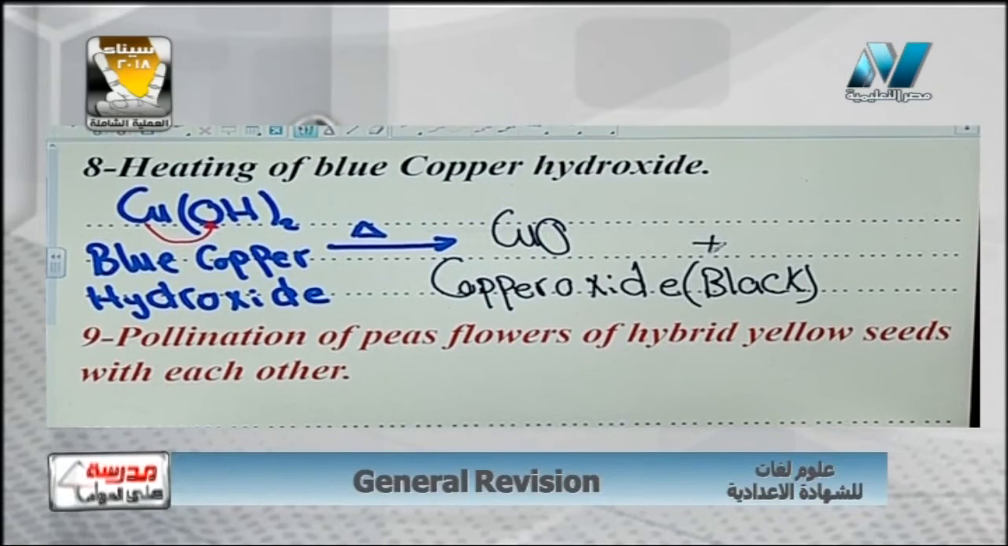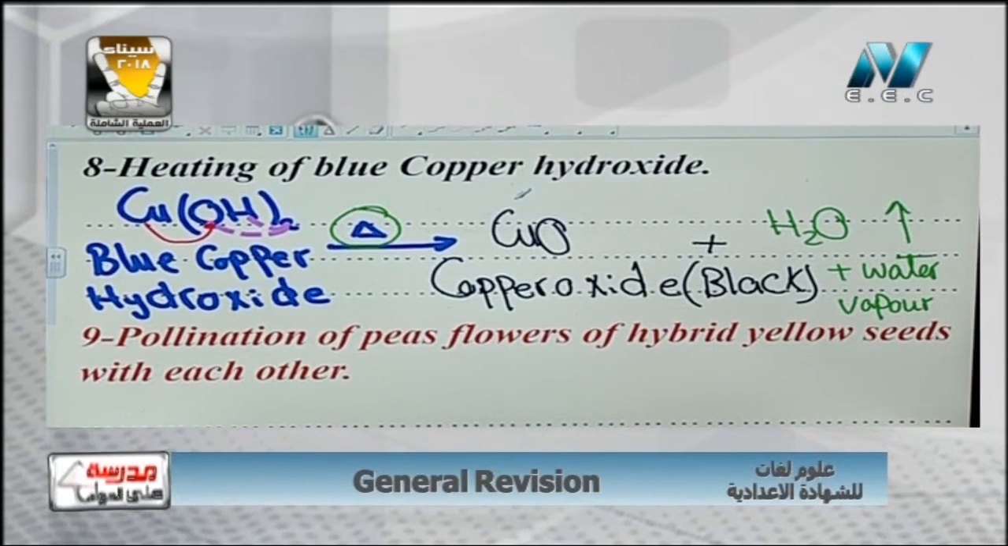Plus what? Let's pay attention together. We have 2 hydrogen and 2 oxygen, but copper takes only one oxygen. So the rest is H2O as water vapor, because we have heating here. So blue copper hydroxide changes into black copper oxide plus water vapor evolves.